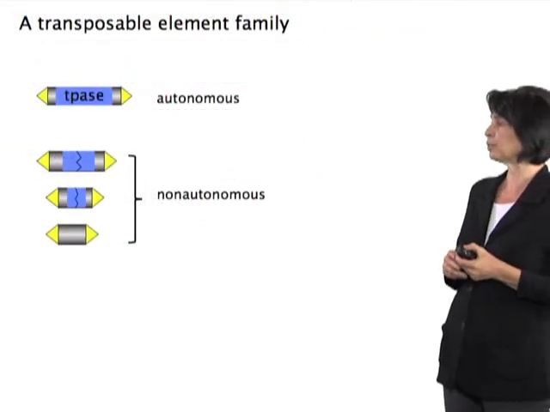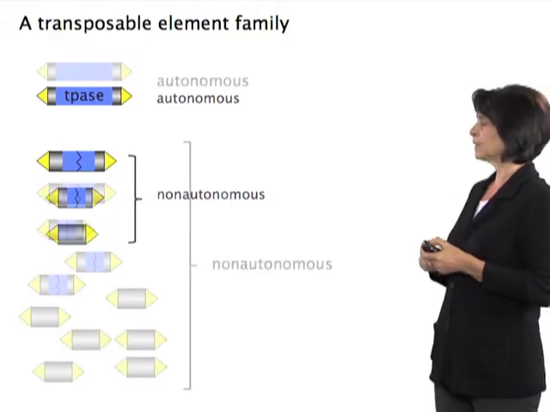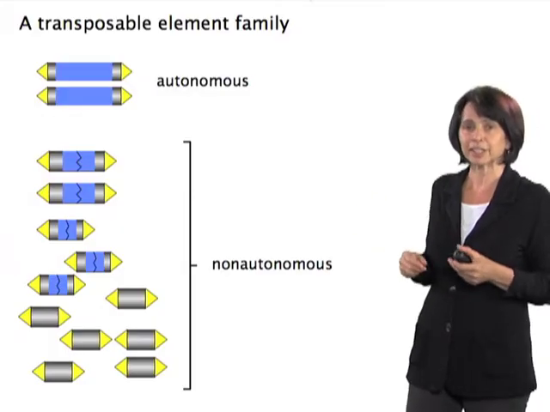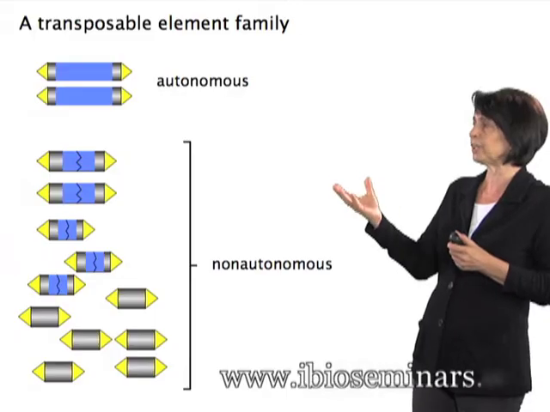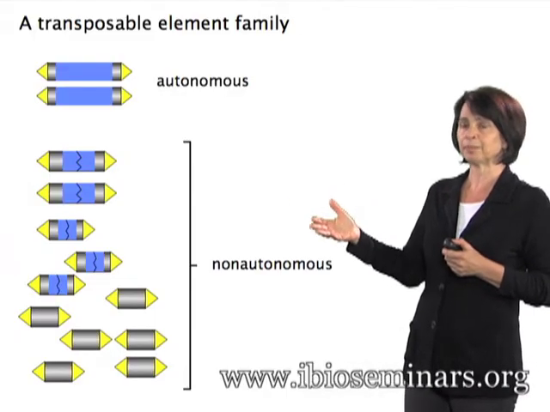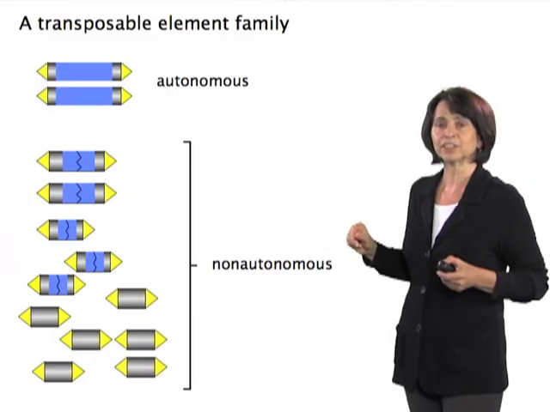So again, here to remind you, here's our transposable element family. And this is to show you that families, like all families, like human families, can look different. What we see here is there could be multiple autonomous elements in the genome. There could be many, many non-autonomous elements in the genome. And we'll see more in the second talk.